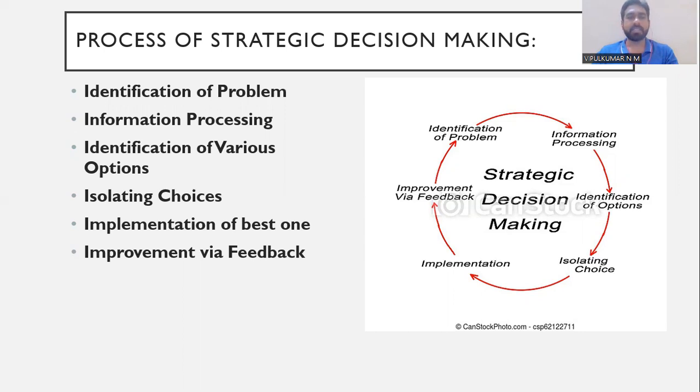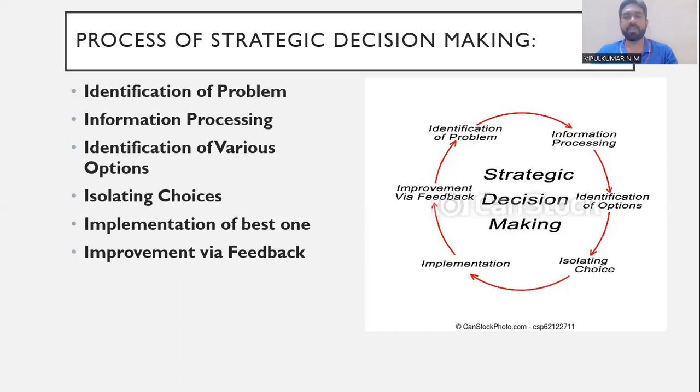After the second step, the third step is identification of various options. We know that there may be so many solutions for the same problem. We need to find the best solution for the problem which we are facing. So we will have a lot of options, but we need to check each and every option based on our threshold or our limitations or our restrictions, etc. That step comes under this particular area called identification of various options.